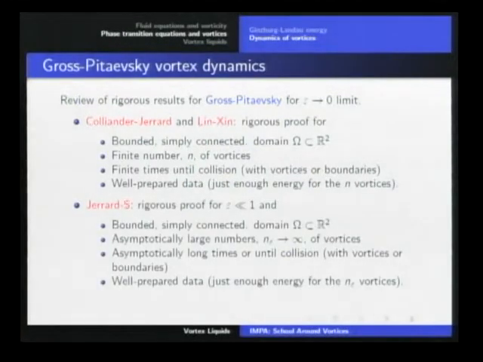And then Bob and I looked at what happens if you can improve this. In particular, we want to know what happens when you get large numbers of vortices. And I'll talk about the motivation for that in a bit. For asymptotically large numbers of vortices, for asymptotically large times, but also for, again, well-prepared data, because we are way far away from understanding this problem when there's too much energy.